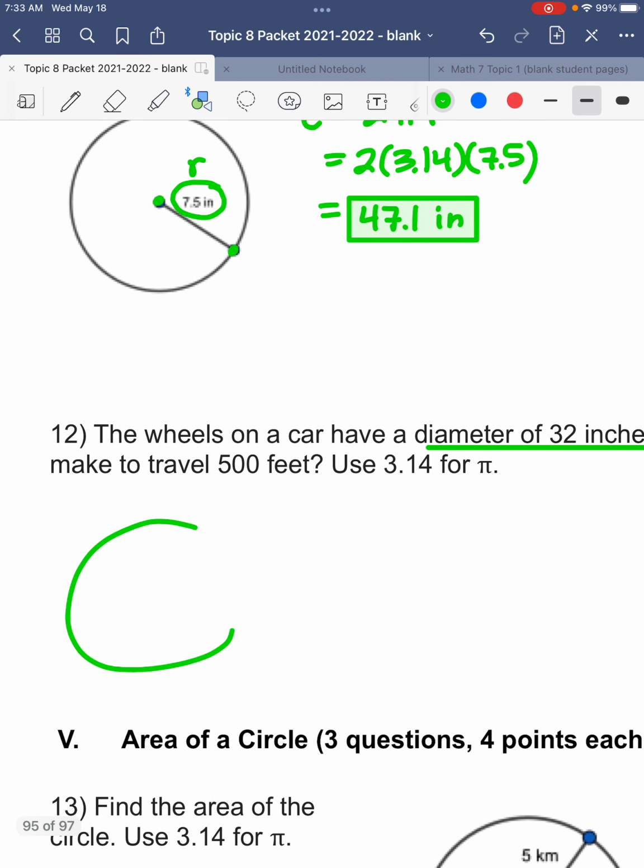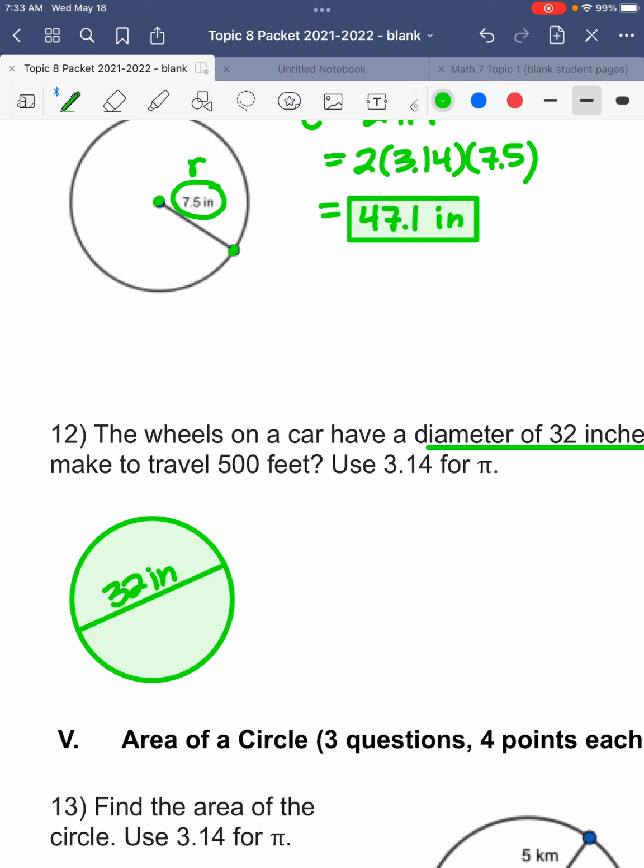So we have the wheel, it's a circle, and diameter means that we measure from one edge all the way to the other edge. So 32 inches is the diameter. Now, there is a formula I can use that calls for diameter, and you are welcome to use that, but I'm going to find the radius. So I know that the diameter is 32 inches. That means the radius is half of that, and half of 32 is 16 inches. So I'm going to use radius in my formula.